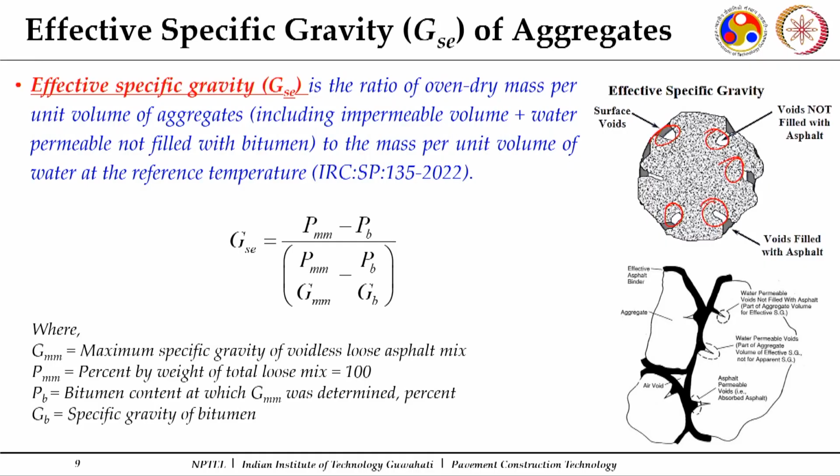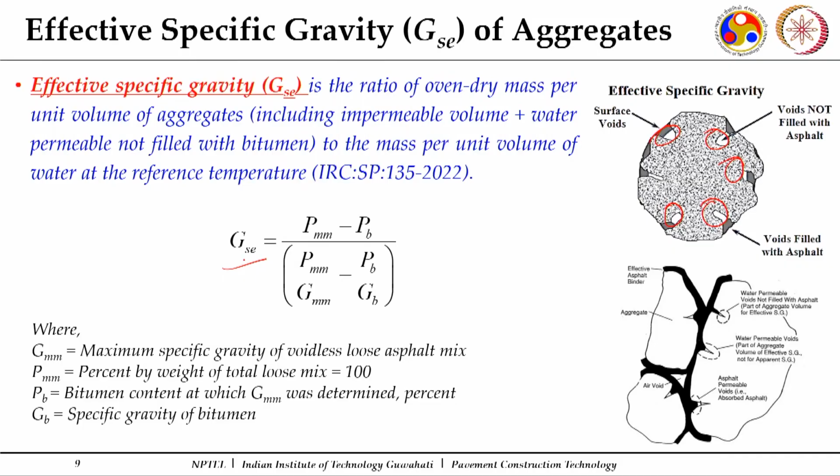So GSB, there is another specific gravity which needs to come into the picture when we are working with bituminous mixes, because the aggregates will not be submerged in water, they will be coated with the binder. So this comes out as your effective specific gravity. This is neither your apparent specific gravity, nor your bulk specific gravity. And what it says is, it is the oven dry weight divided by the volume of the solids plus the volume of the voids which are not filled with the bitumen.